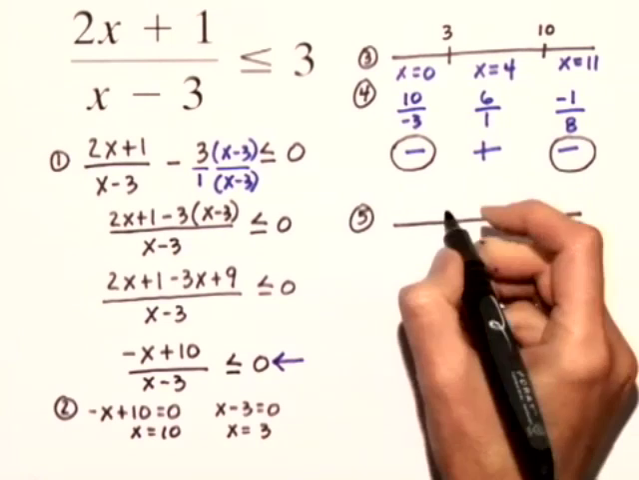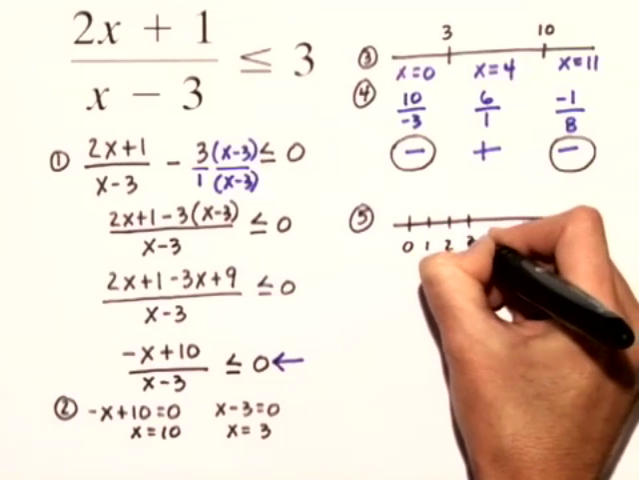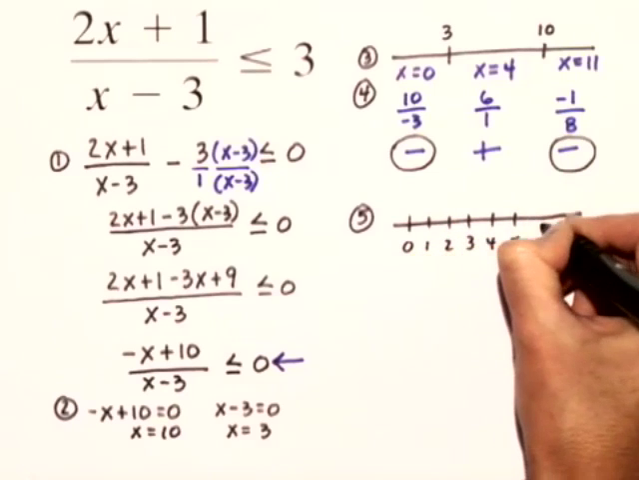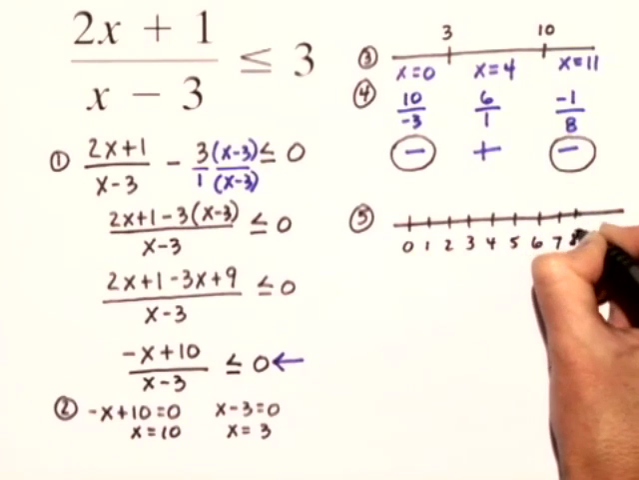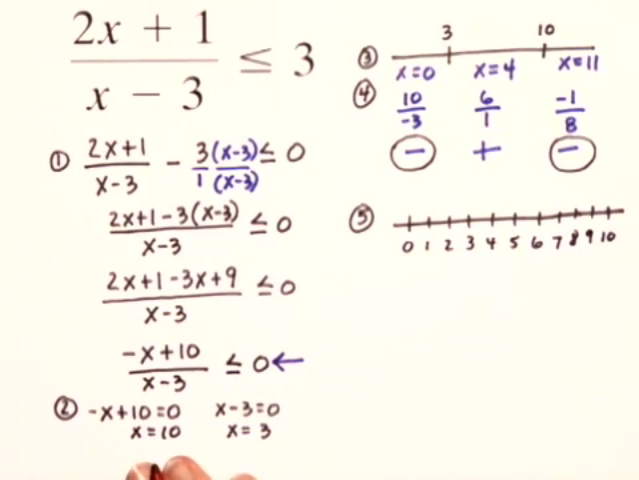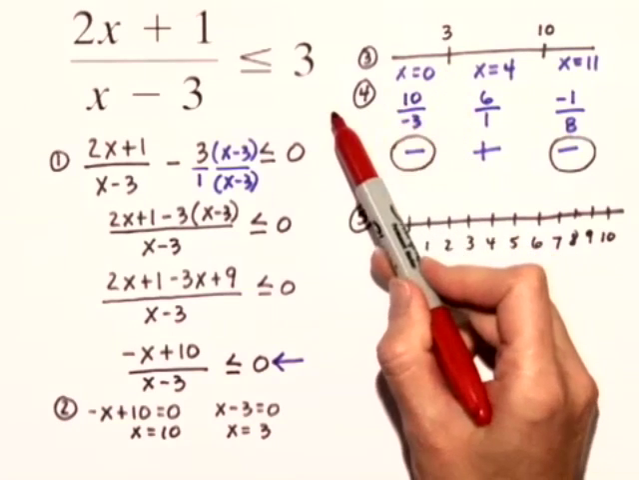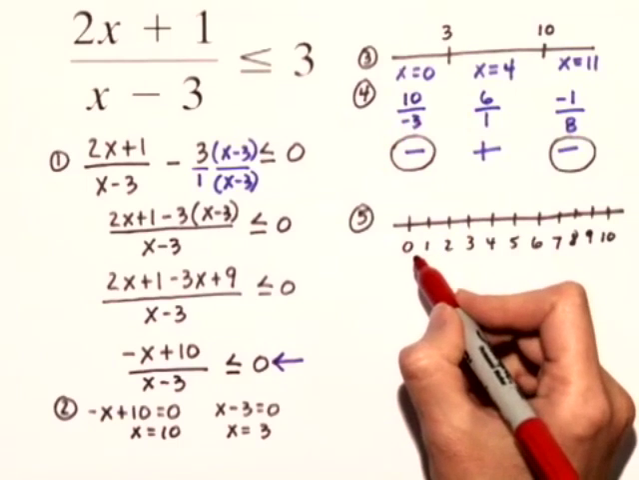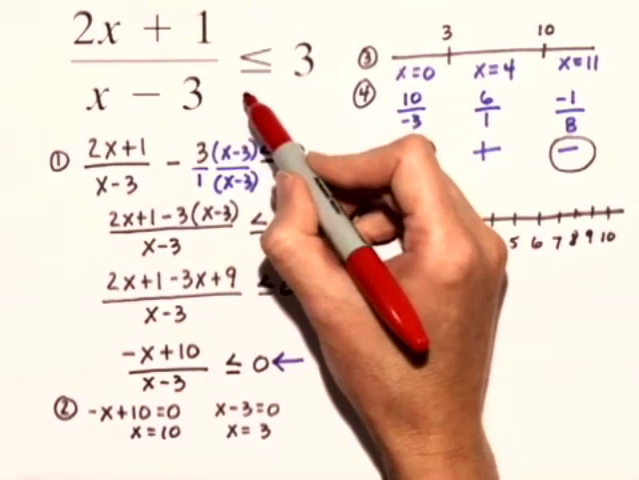So we have 0, 1, 2, 3. And there's our number line from 0 to 10. So we're ready to graph our solution. We know that this function is less than or equal to 0 in the interval from 3 and to the left of 3. But let's be very careful before we actually graph this. Let's go back to the original function.